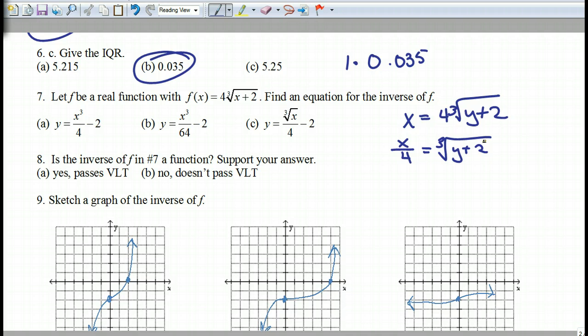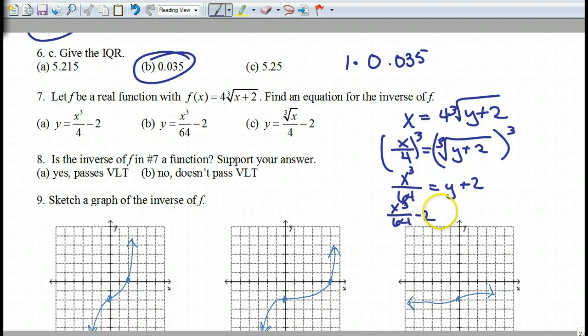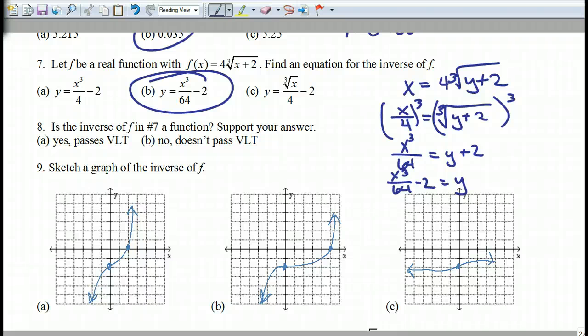Now what? Cube both sides, right? So that's going to be x to the third over 64 equals y plus 2, because we're cubing both sides. Now what? Minus 2. So that one will be B. Yep. All right. Any questions on that one?